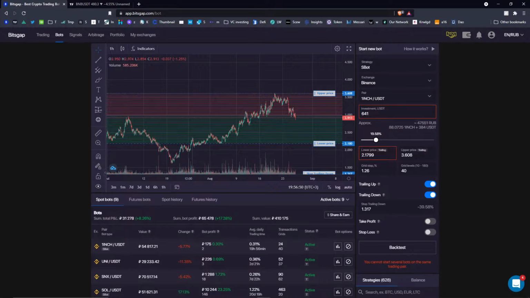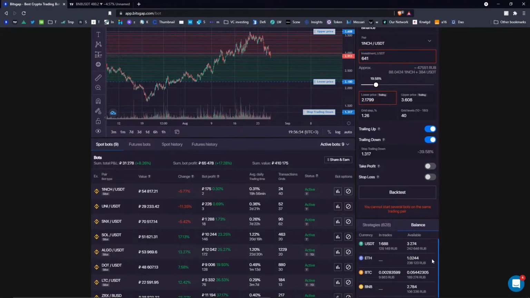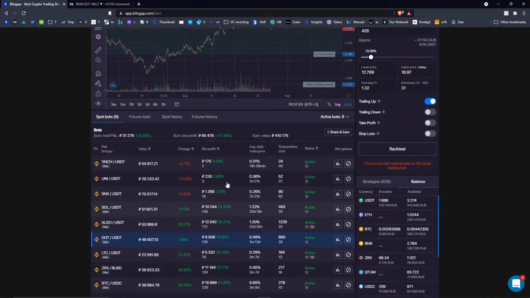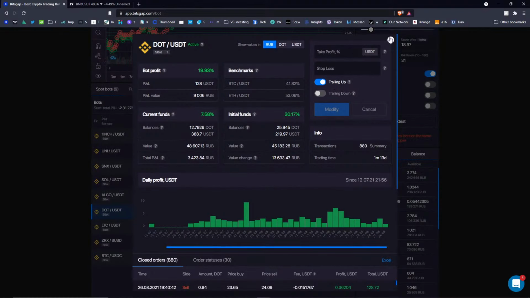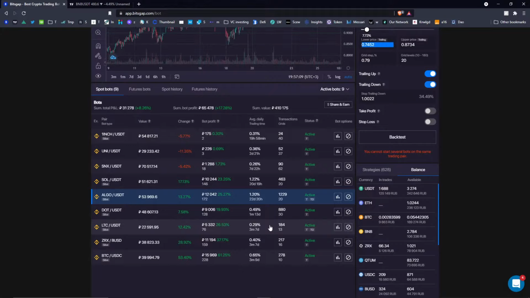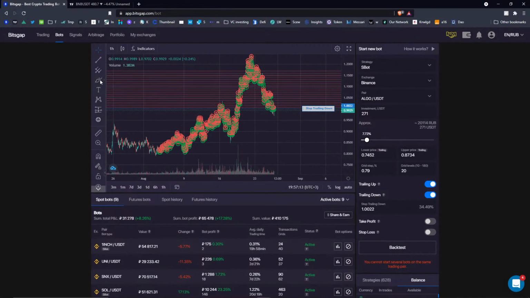Same for the trading down. As of now, trading down just takes extra money from your available balance. I think I have it now for DOT. I think for DOT I have my trailing down. Oh no, I don't have it. Ah yeah, that's for Algo. I have it for Algo. So thanks to the trading down, it's been buying this whole area here.